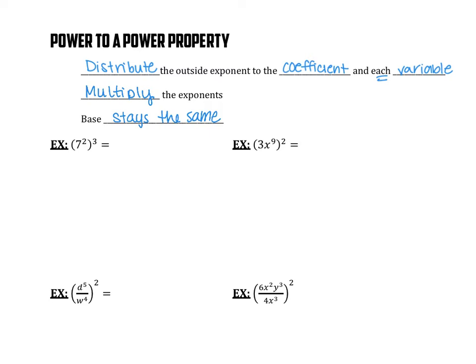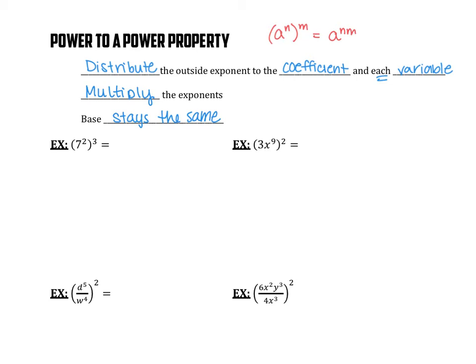Okay, so what does that look like? Well, I want to look at this first example several different ways. So if we go purely by definition, and let me rewrite that mathematical definition here, it says that if we have a to the n raised to the m, it equals a to the n times m. So we distribute the outside exponent to the coefficient and each variable, and then multiply the exponents.